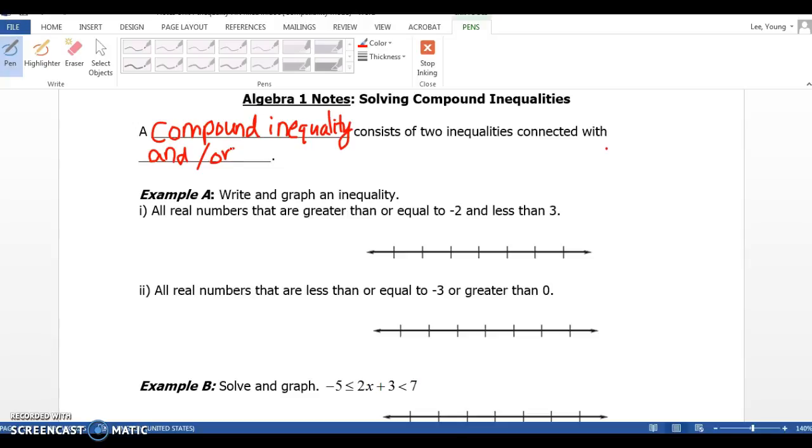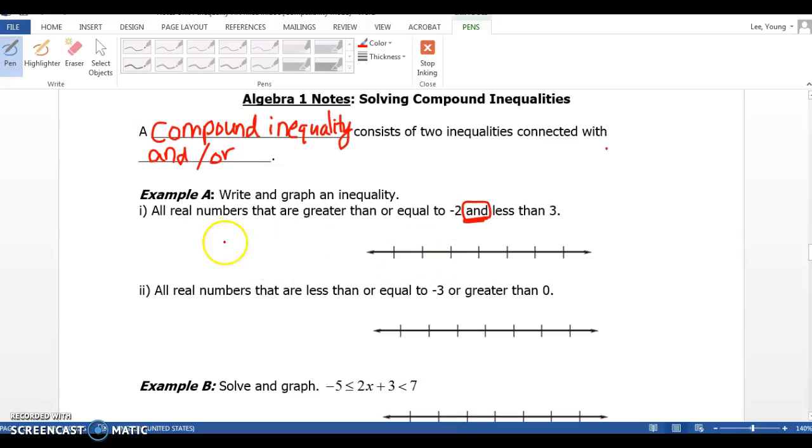Write and graph an inequality. So we're trying to graph all real numbers that are greater than or equal to -2 and less than 3. So think of any number that is greater than or equal to -2 and less than 3. What can that be? For example, 0. 0 is greater than or equal to -2 and less than 3. So in this case, "and" is the key word here.